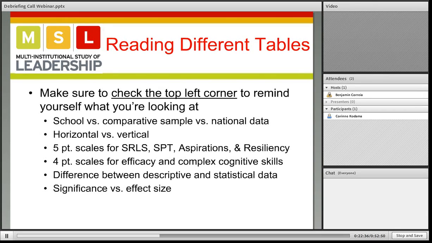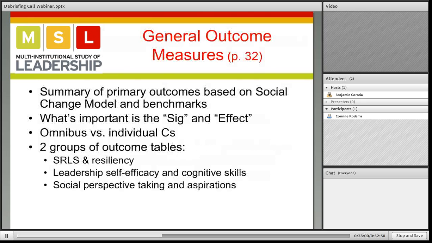You can read about this in various statistical books or journal articles, but the main thing we want to emphasize is you want to look at anything that has a small effect size or larger. If it says a trivial effect size, that means it's probably not worth paying attention to, or it doesn't really mean much. So anything that is a small effect size or larger is something you want to pay attention to.